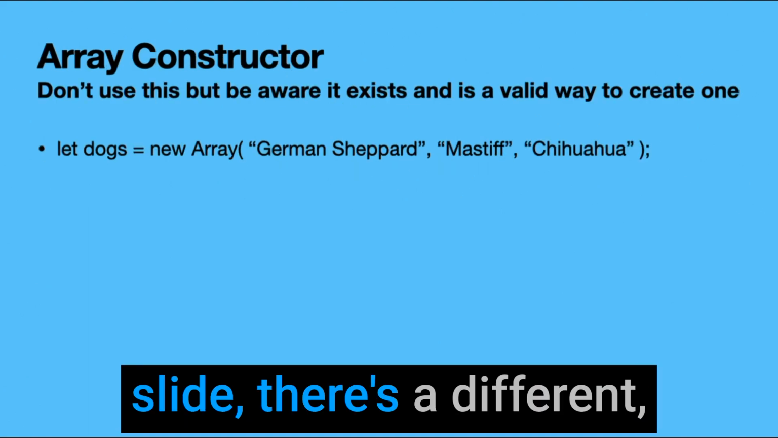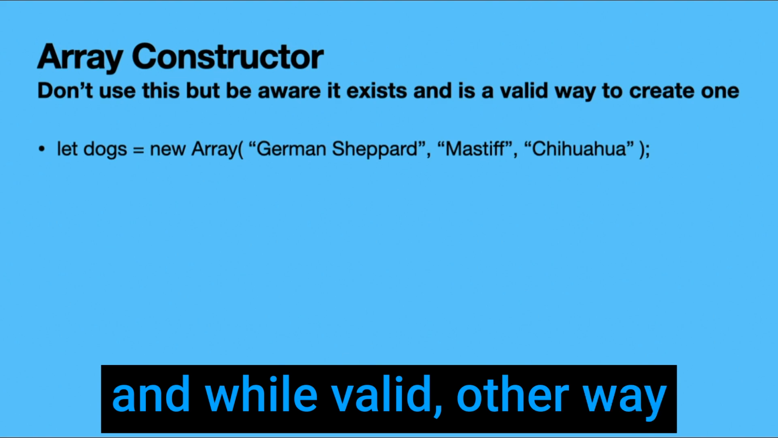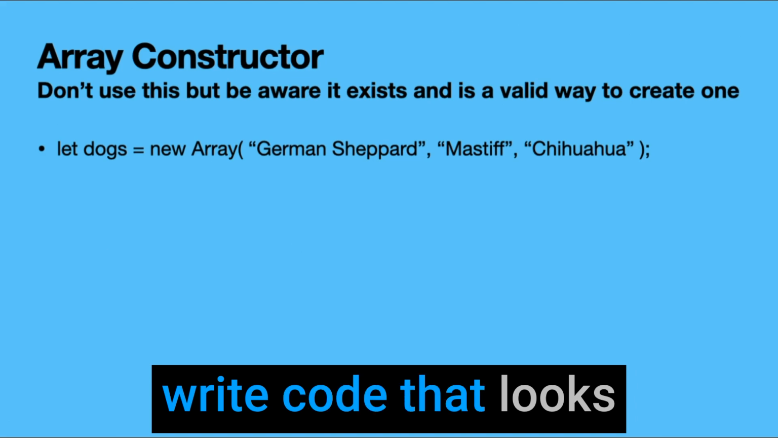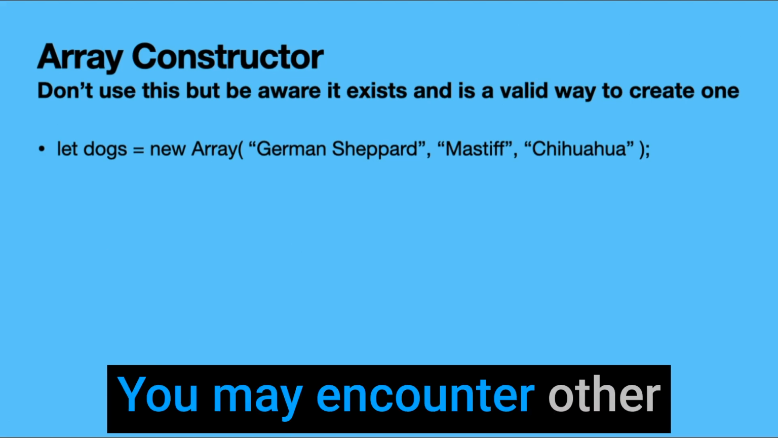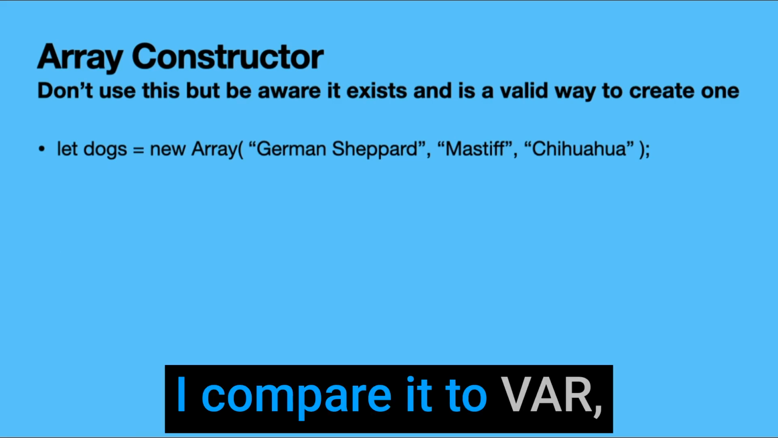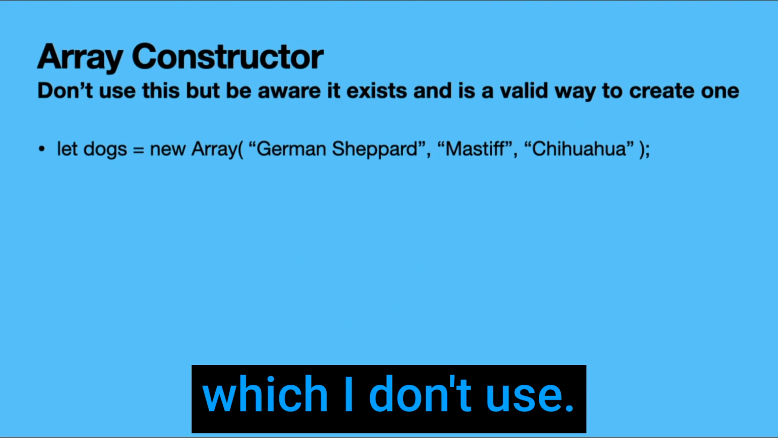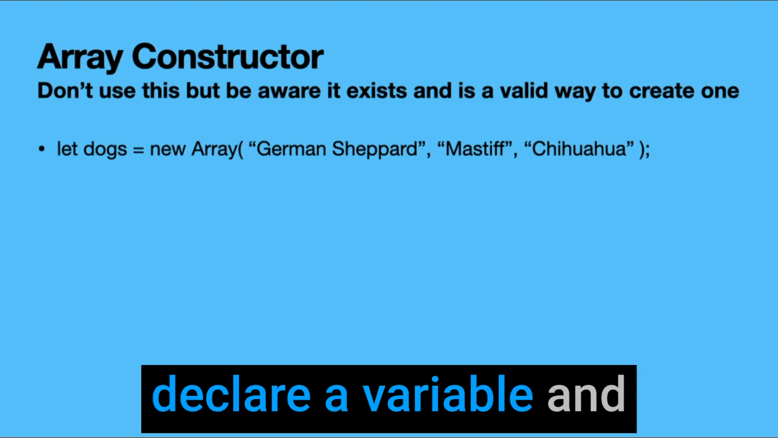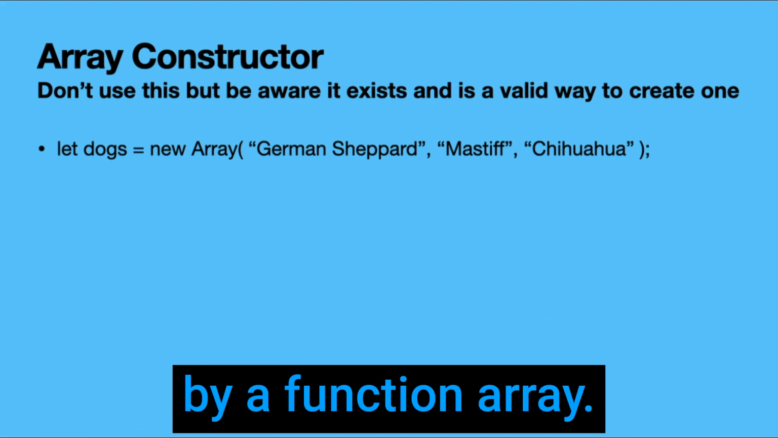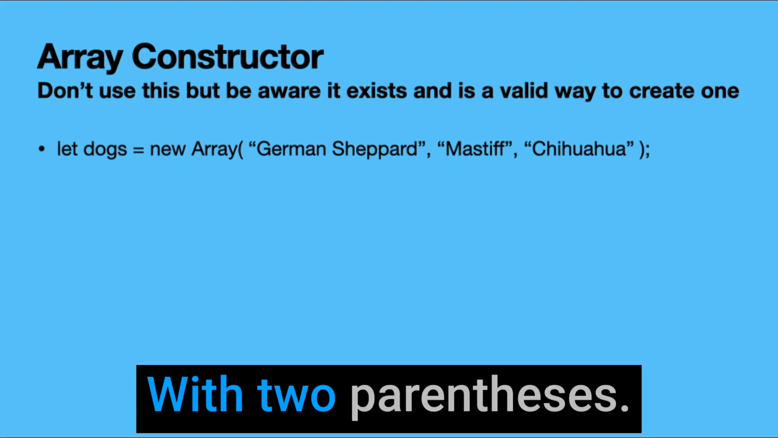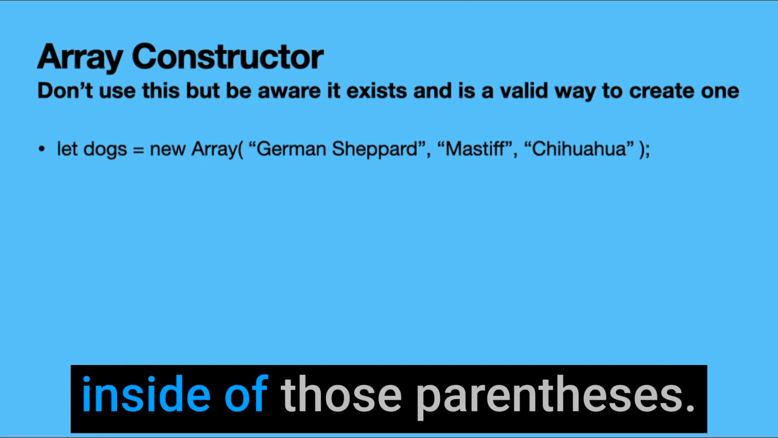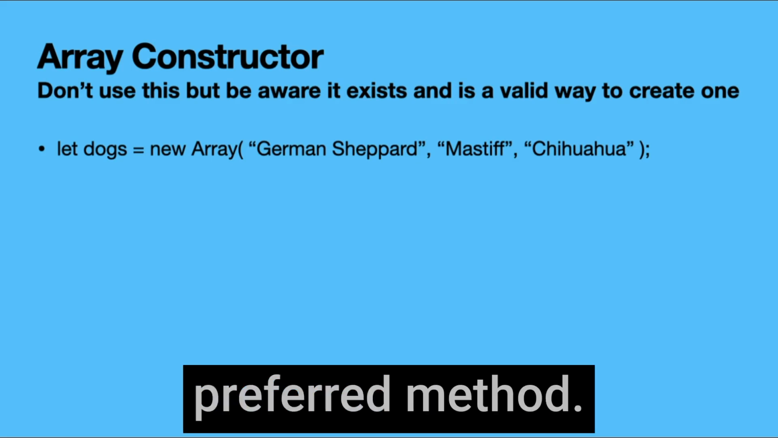As you can see on the slide, there's a different and, while valid, other way to create an array called an array constructor. I personally will never write code that looks like this, but in the wild, you may encounter other people's code where they do practice JavaScript using this method. I compare it to var, which I don't use. In this method, you declare a variable and assign it the value of a keyword new, followed by a function Array with 2 parentheses, in which you pass all of your values as arguments inside of those parentheses. Again, this isn't a preferred method.